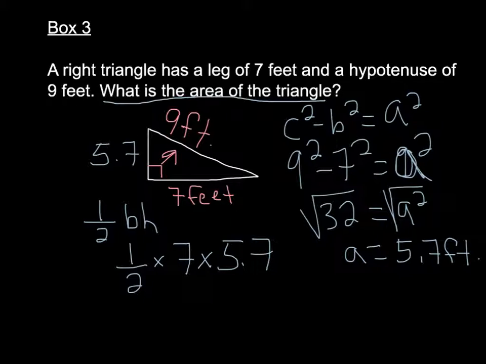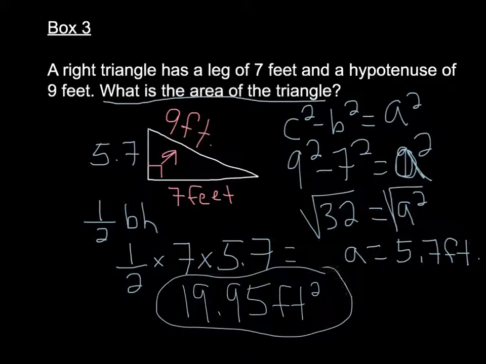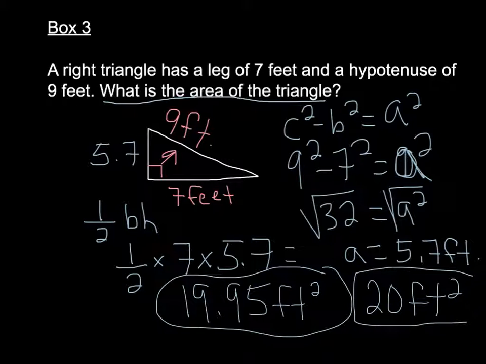So just use your calculator to figure this out. Put in 1/2 times 7 times 5.7, and you get 19.95. And if it's area, you do the units squared, so it'll be feet squared. That would be your answer. You could either write that. If it asks you to round it to the nearest tenth, the 5 tells the 9 to go up. So they both go up to 20 feet squared. That would be the area of that triangle.